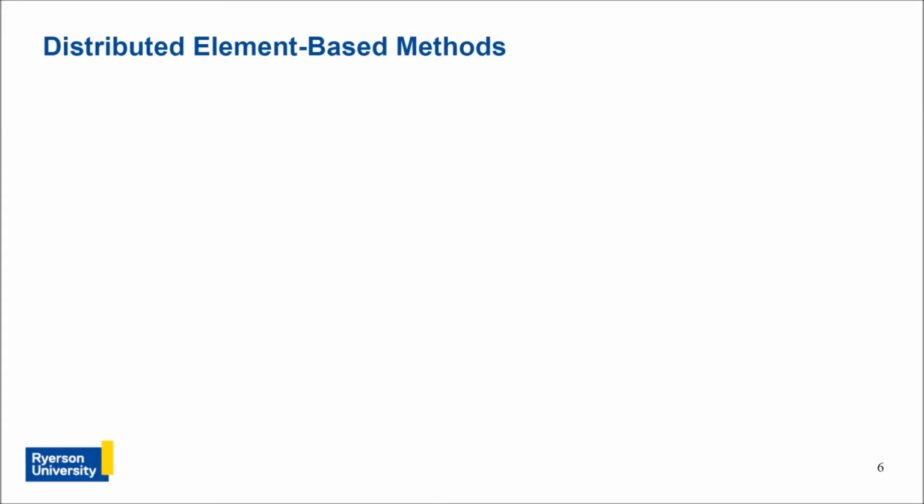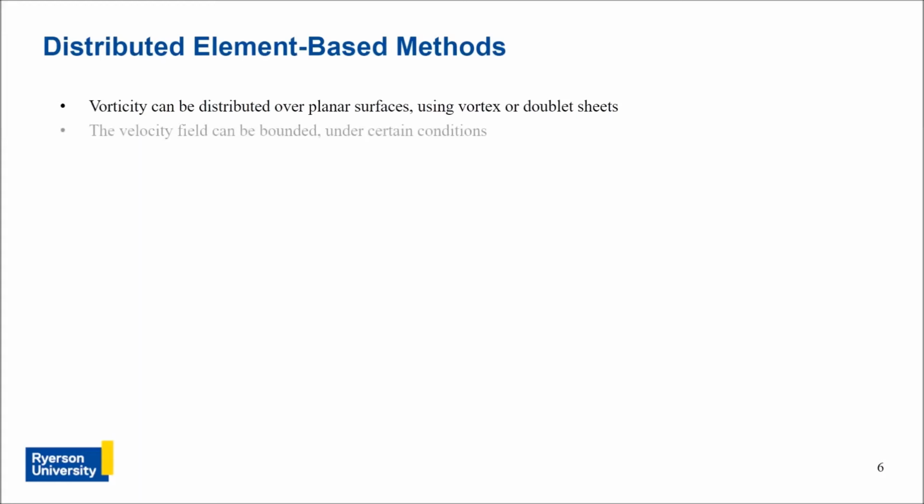So the problems I just mentioned are directly related to vortex filaments. One of the ways we can address these problems is by using distributed elements, such as vortex or doublet sheets. These elements effectively distribute the circulation contained within a filament across a surface. As a result, the velocities induced by these sheets under certain conditions are bounded everywhere. That means that it's possible for these sheets to produce no infinite or near infinite induced velocities.